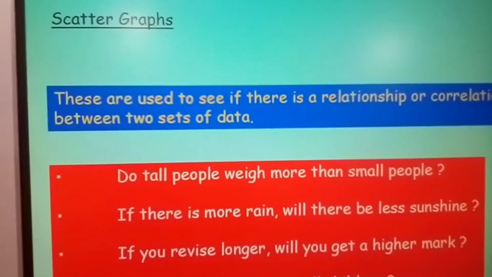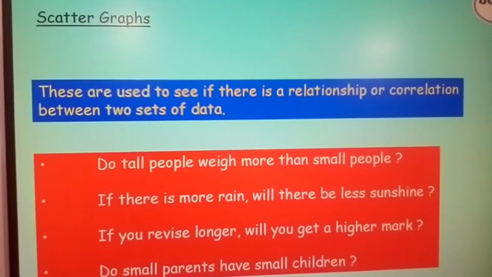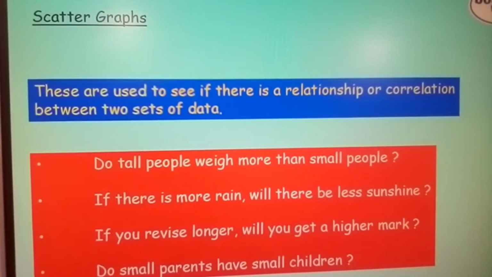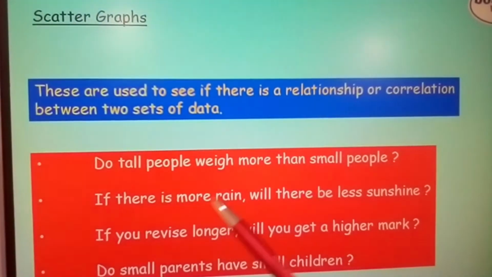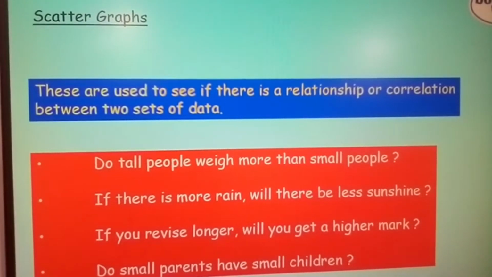And here we have scatter graphs. Now these are used to see if there is a relationship or correlation between two sets of data. Do tall people weigh more than small people? If there is more rain, will there be less sunshine? If you revise longer, will you get a higher mark? Do small parents have small children?